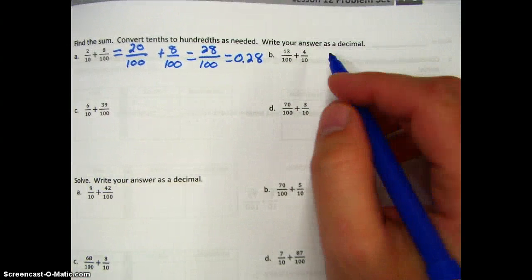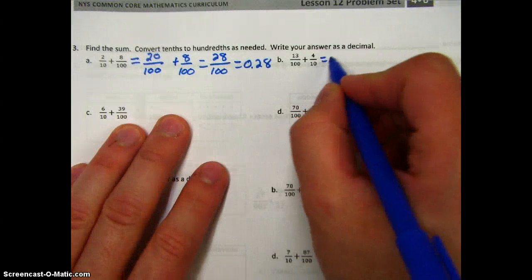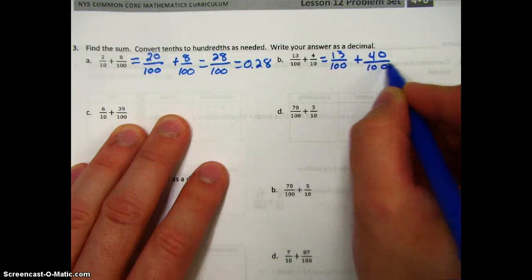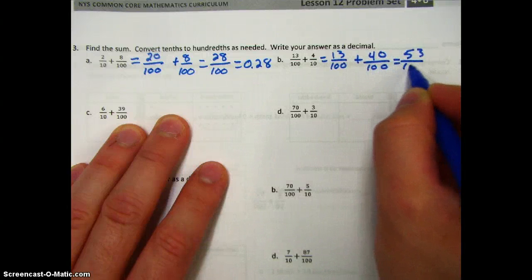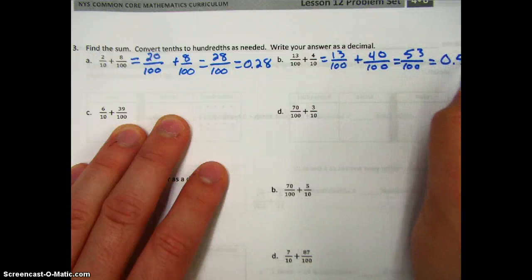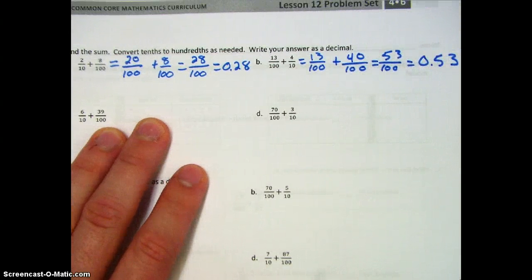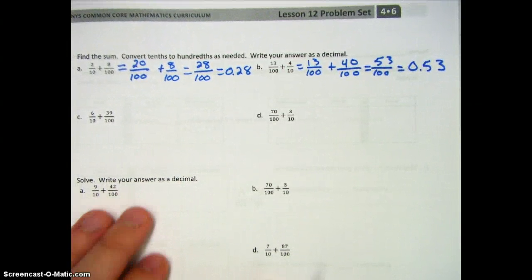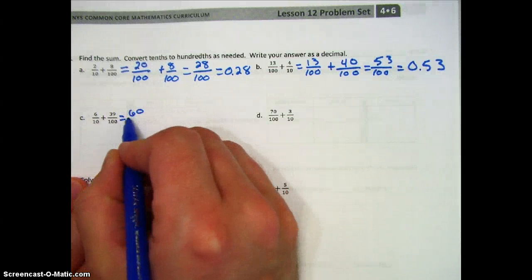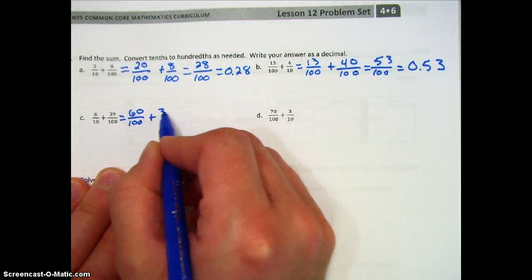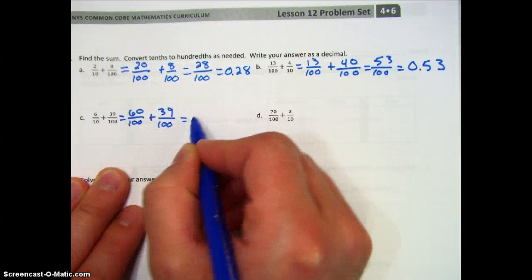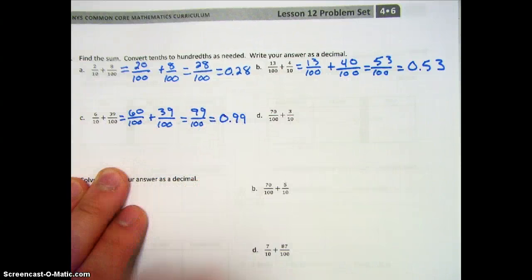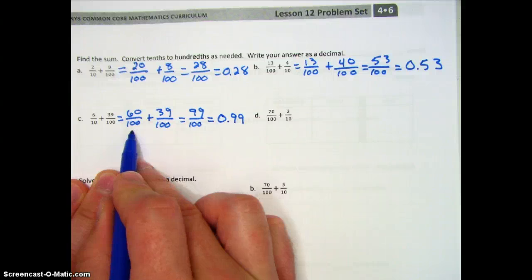Part B, 13 hundredths, well that stays. 4/10 then becomes 40 hundredths. Add those up, we have 53 hundredths, and then written as a decimal. Okay. We'll zoom this out a little bit. Okay, next, letter C, we have 6/10, which becomes 60 hundredths, plus 39 hundredths, gets us 99 hundredths, and then written as a decimal. Okay, notice our 6/10 becomes 60 hundredths.